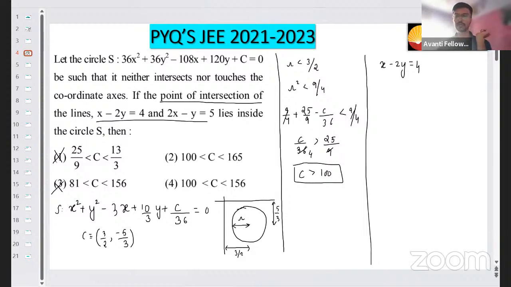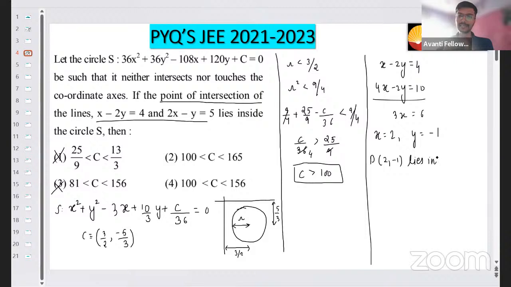Yeah, x minus 2y is equal to 4. And should I multiply this with 2? 4x minus 2y is equal to 10. Now, if I subtract it, I'll get 6. This will get cancelled, 3x. So that means x is 2 and therefore y will be 2 minus 4 minus 2, y will be minus 1. So the point P, 2 comma minus 1, lies inside the circle.